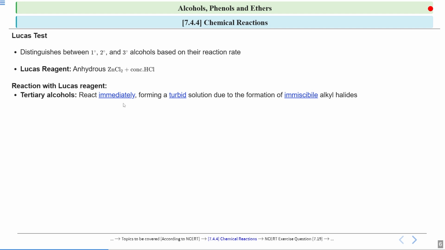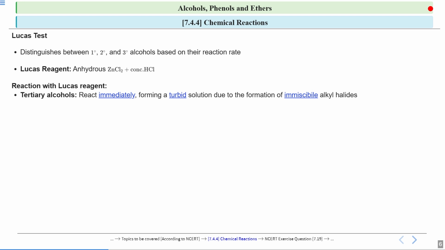Okay, so what happens when you react a tertiary alcohol with the Lucas reagent? They will react immediately and form a turbid solution. Turbid solution means, like if you add sugar to water, the sugar will completely dissolve. But when you add mud to the water, you will see the solution becomes opaque. Opaque means you can't see through that solution. So that is how a turbid solution is formed.